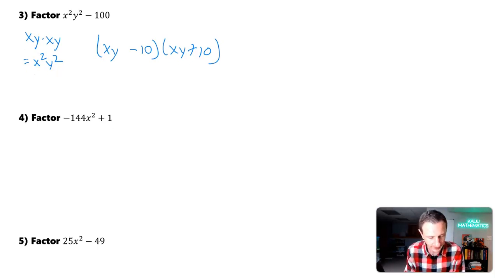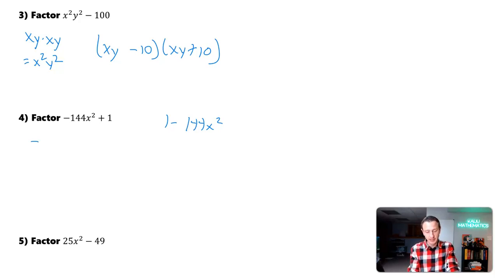Now number four, we have negative 144x squared plus 1. So you might be thinking, well, I can't really do anything because that's a perfect square. That's a perfect square. 1 times 1. 1 is a perfect square. But this is a sum of two squares. That's not a difference of two squares. Correct. Can't do anything in the current form, but what we can do is factor out this negative. You can take out that negative, or technically, you can rewrite this as 1 minus 144x squared. That's actually possible, but I'm just going to go with factoring out the leading negative.